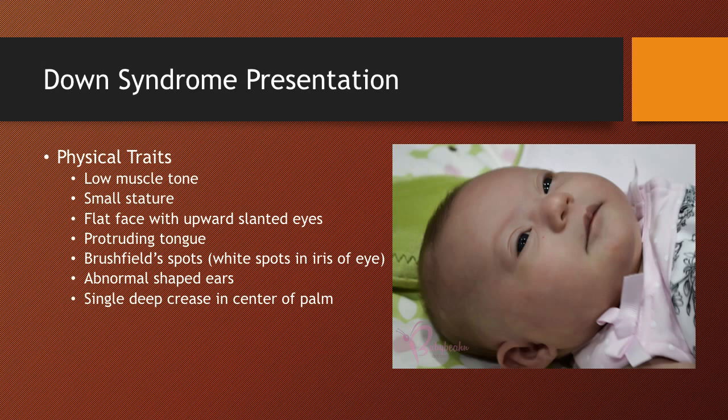Some physical traits of a person with Down syndrome include low muscle tone, small stature, flat face with upward slanted eyes, protruding tongue, Brushfield spots, which are white spots in the iris of the eye, abnormally shaped ears, and a single deep crease in the center of the palm.